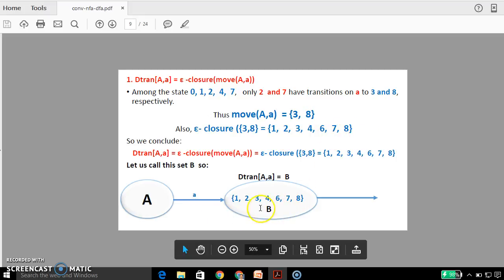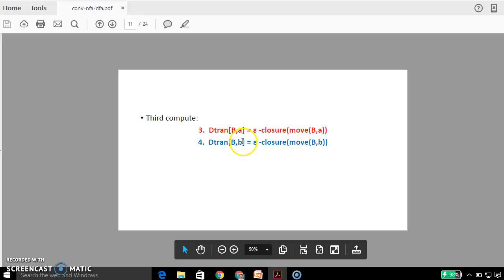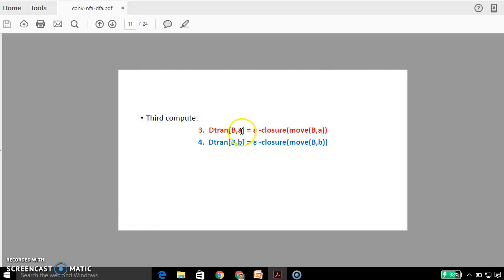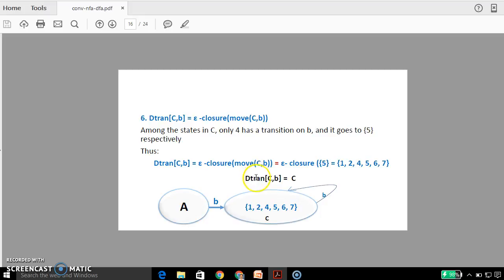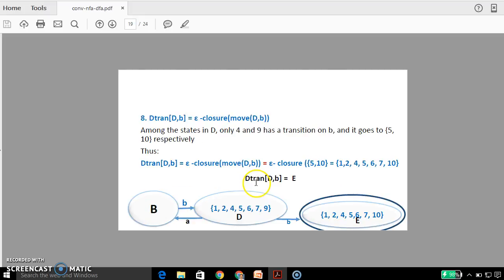In the same way, we have another state called B, and in the same way, on b we have C. We already completed this for A, both a and b. In the same way we have to go for B on a and b. Same way for C on a and b we have to calculate the same thing. Same way for D, same way for E.